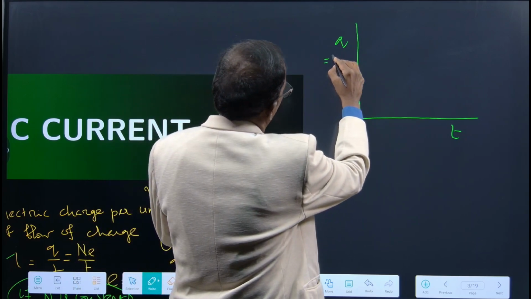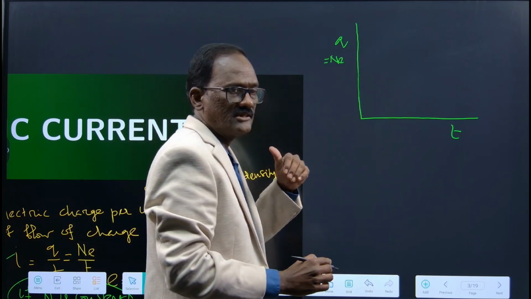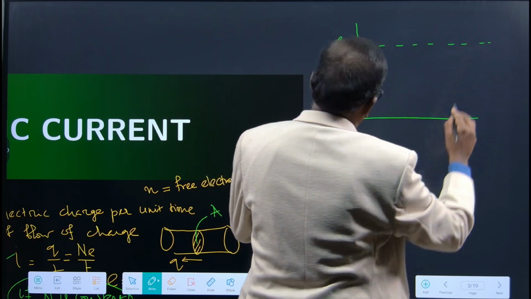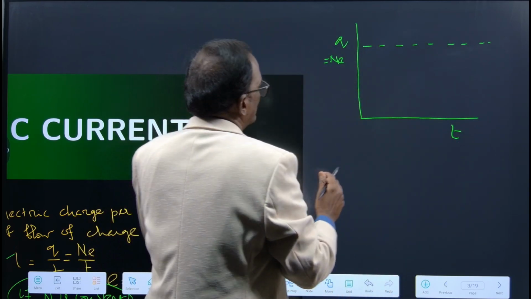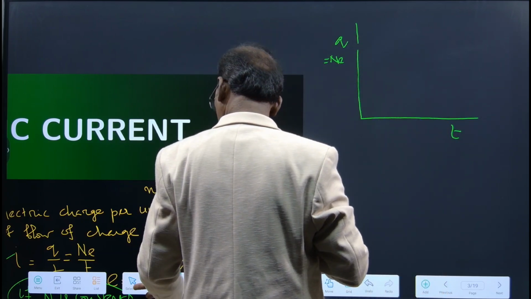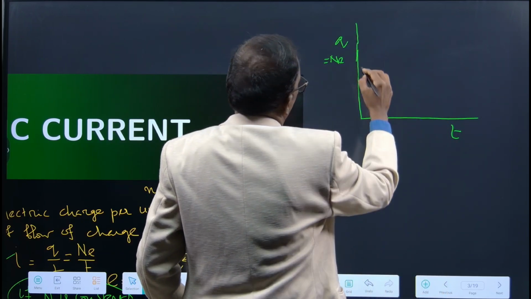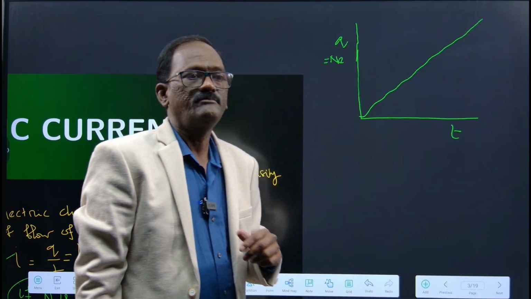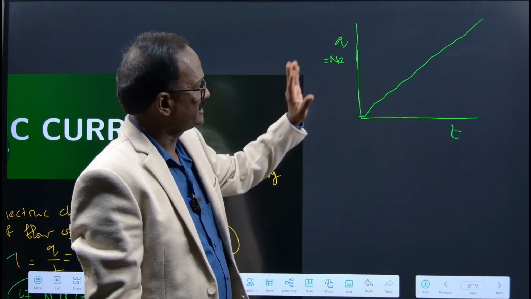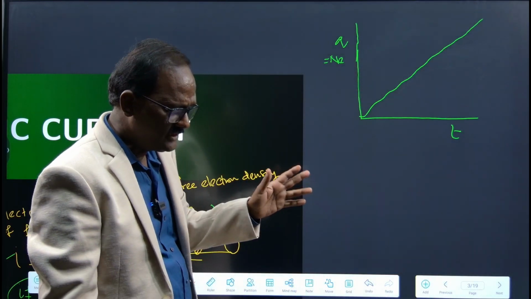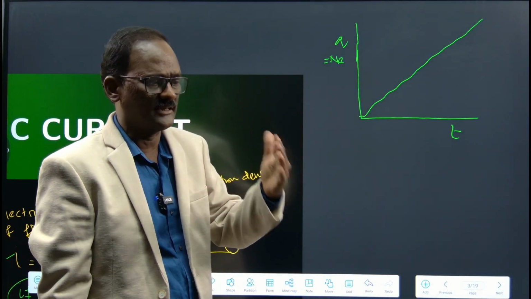Q is equal to N into E. If N is equal to constant, I will get a constant line. But I am not getting this line. Instead, it is varying this way. Time to time, it is varying. N is varying with respect to time. In this case, how to calculate the value of current, right?